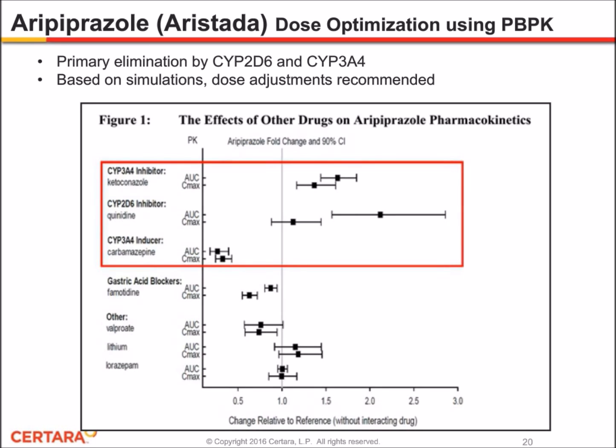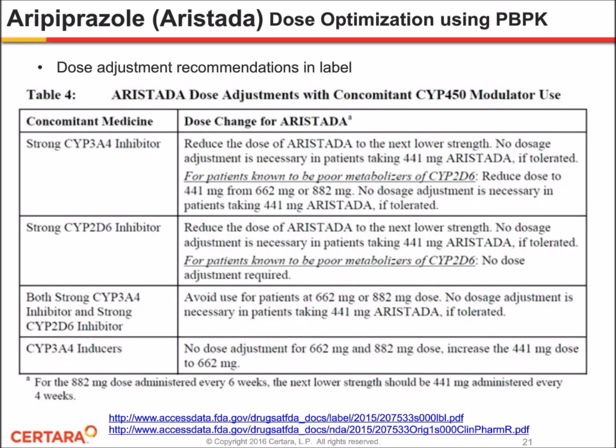Similarly, we have another example of aripiprazole, or the brand name Abilify, wherein again the primary elimination of the drug is via CYP2D6 and 3A4. Based on simulations, you can see that if the drug is co-administered with a CYP3A4 inhibitor such as ketoconazole, or a CYP2D6 inhibitor such as quinidine, there is significant drug-drug interaction. And hence, the labeling recommends that if the drug is administered along with CYP3A4 or CYP2D6 inhibitors, the dose needs to be reduced in order to prevent any adverse effects in the patient.